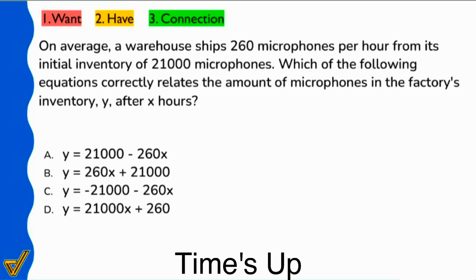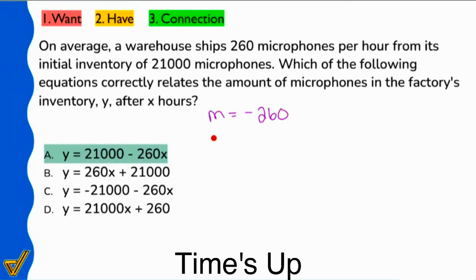So I'm going to give you the answer here because this one's pretty quick. The answer here is actually going to be A. The difference between A and B is the way that you interpret the rate, the m. M here is going to be negative 260 for the simple reason that we are shipping 260 microphones per hour. Now, what does that mean in terms of the grand total? We're talking about how many microphones are in the factory's inventory. So if we are talking about the inventory, if it's this high at the start, if we are shipping away the microphones, our inventory is going to go down.